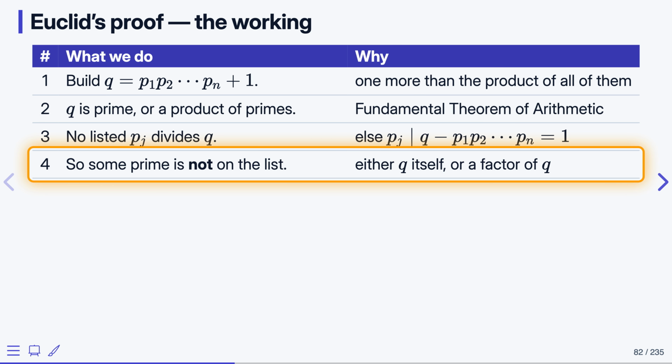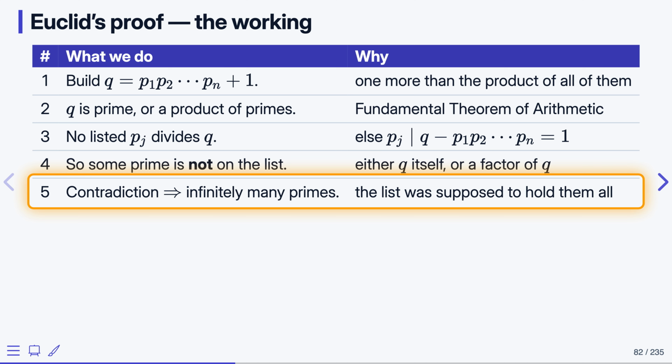Step 4. So there must be a prime that is not on our list. Either q itself is that prime, or one of its prime factors is. Step 5. That breaks our assumption that the list held every prime. The assumption was wrong, so there are infinitely many primes.